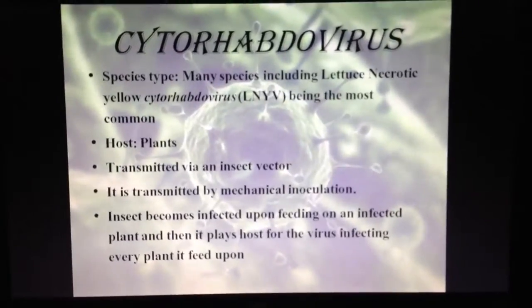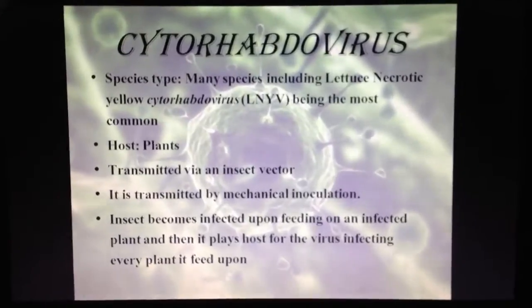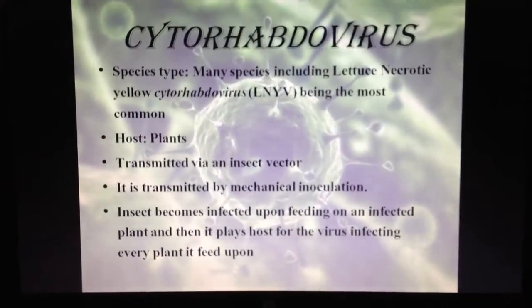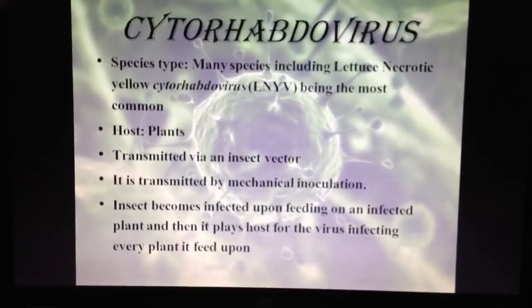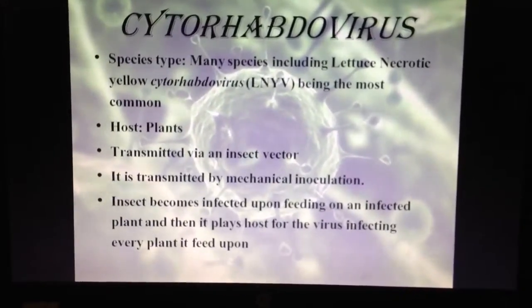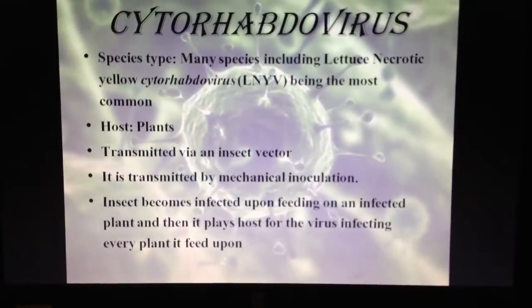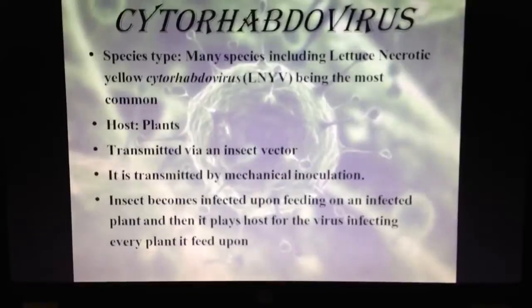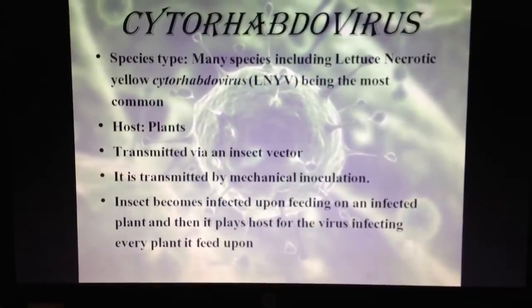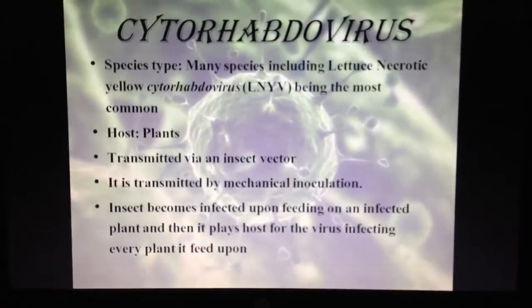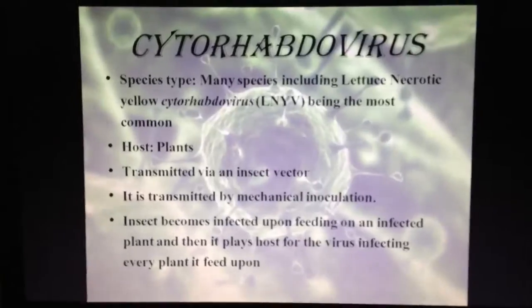Cytorhabdovirus. There are many species, and the one we'll be looking at is lettuce necrotic yellows cytorhabdovirus. The hosts are plants. It is transmitted via an insect vector. The insect becomes infected upon feeding on an infected plant, and then it plays host for the virus, infecting every plant it feeds upon.